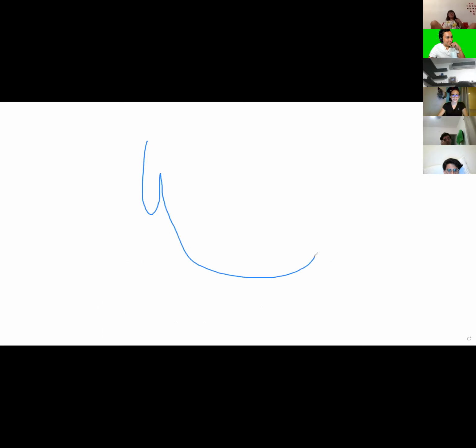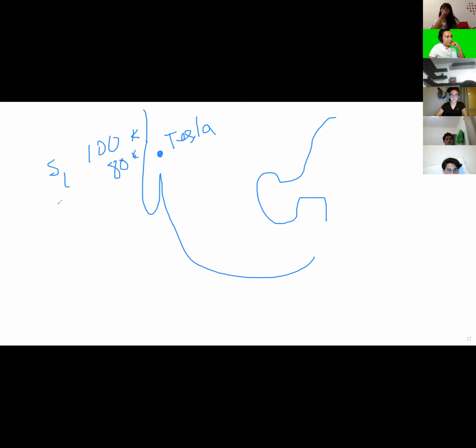What is this? My beautiful drawing. So in here we have Tesla Motors, right? It costs them $80,000 per car, okay, 80. And they sell, and the costs, oh, sorry, sales and costs. So we have a profit margin of 40K.